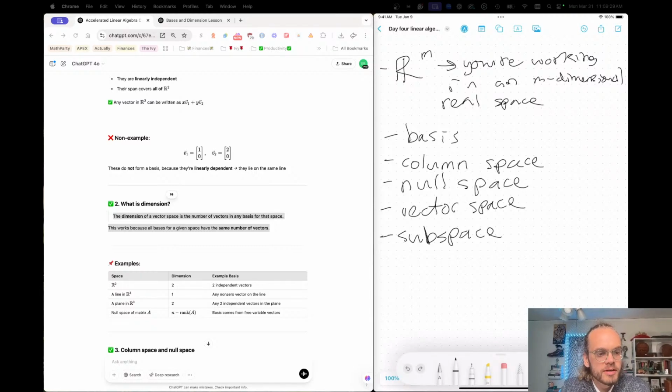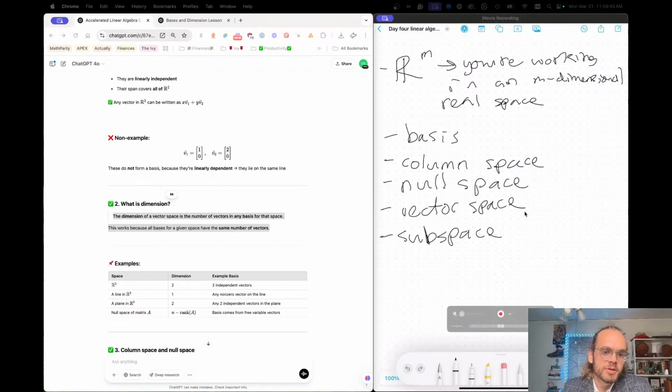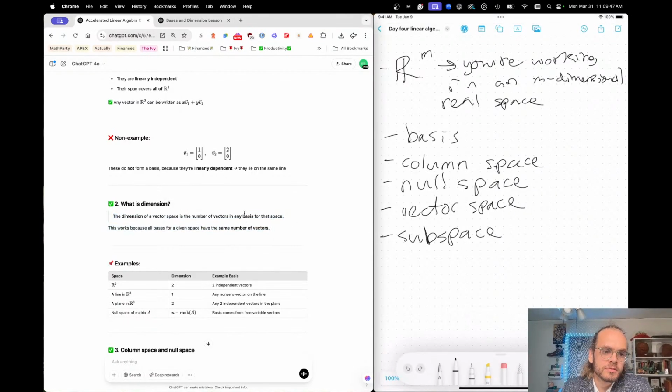So we have two independent vectors. Any non-zero vector. Wait, sorry, I skipped ahead here. So all bases for a given space have the same number of vectors. So this is a two-dimensional vector. A line is a one-dimensional vector. An example basis would be two independent vectors. If you get two vectors, they can form this whole two-dimensional space.